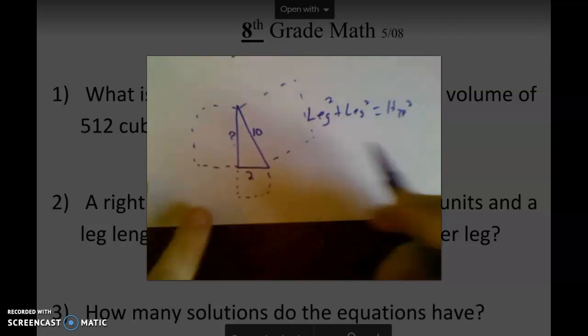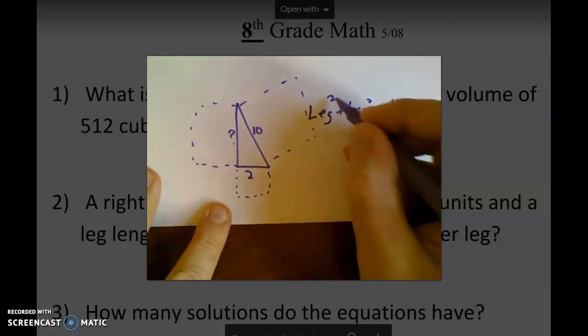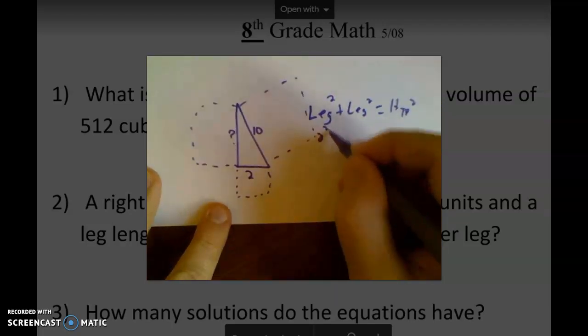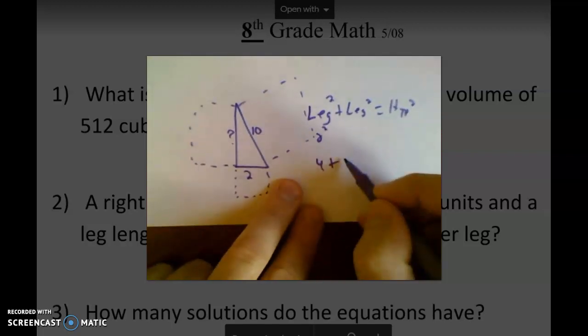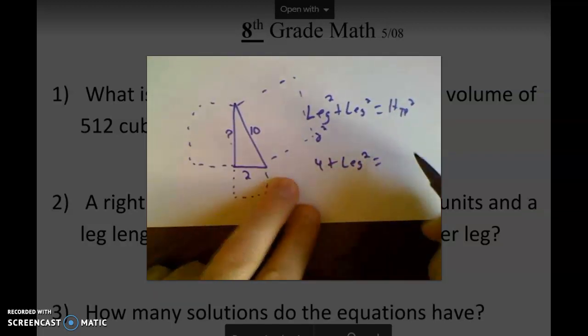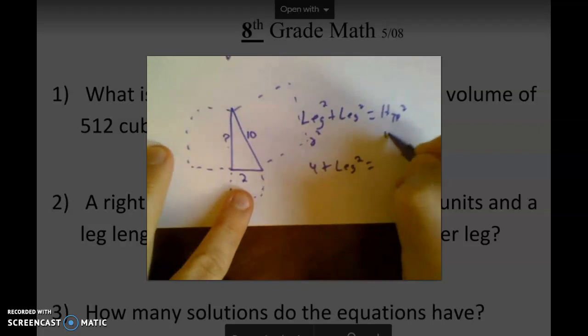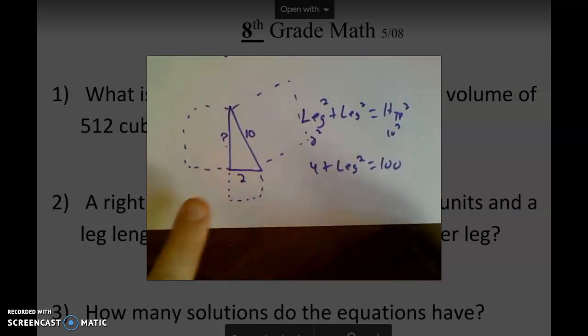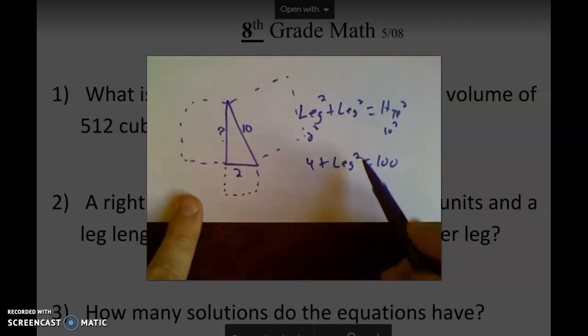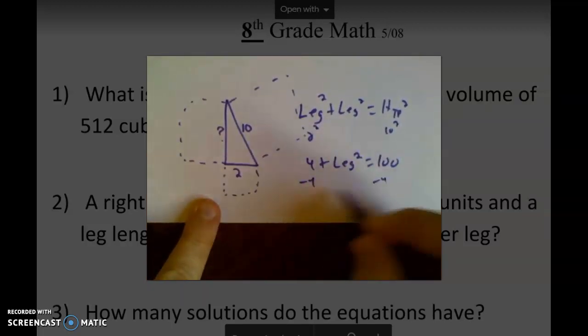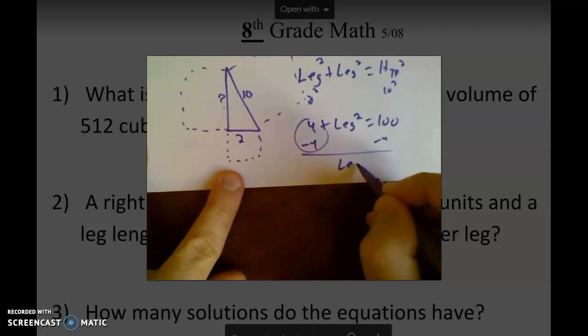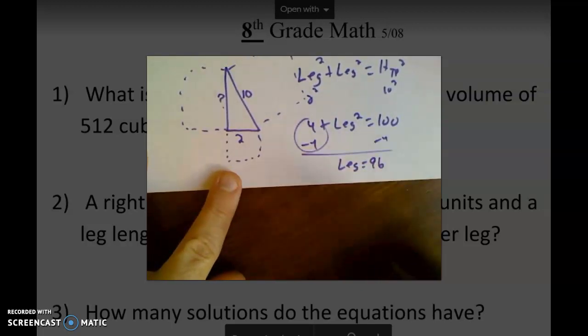So I throw in what I know. I know one of the legs is 2, and I can square it. Well, 2 squared is 4. The other leg is a mystery right now. And the hypotenuse is 10, and I need to square that. And 10 squared, 10 times 10, is 100. So now to get the leg squared by itself, which is basically like solving for x, I would subtract 4 from both sides. Now we get the leg squared is equal to 96.